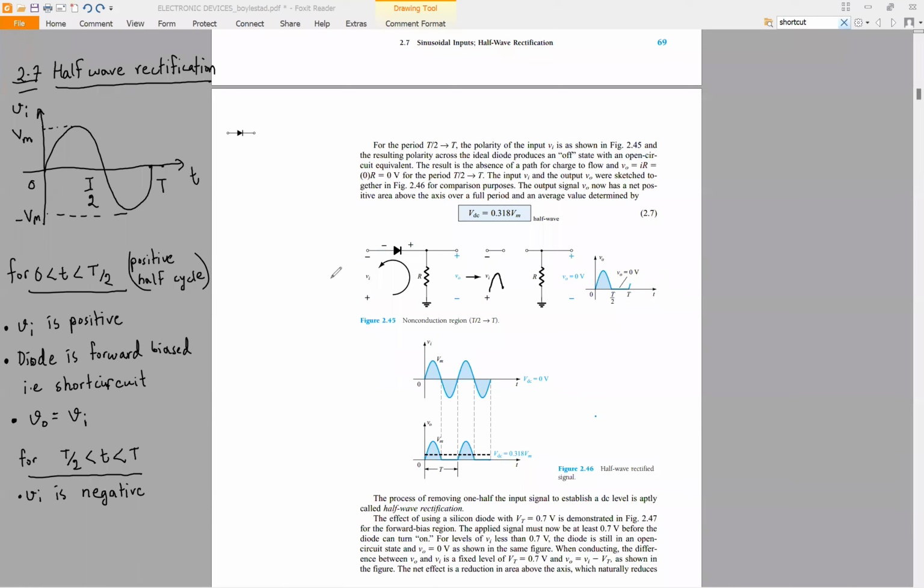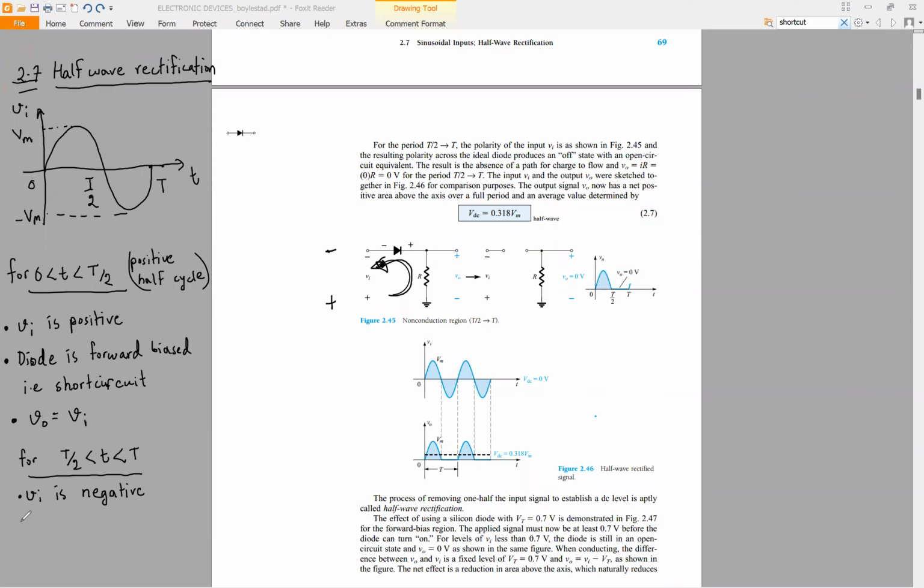So when Vi is negative, the polarity of Vi changes. So this is now the polarity of Vi, isn't it? So now the current will flow in this direction, in the anti-clockwise direction. When current is trying to flow in the anti-clockwise direction, the diode becomes reverse biased. What happens? The diode becomes open circuit.